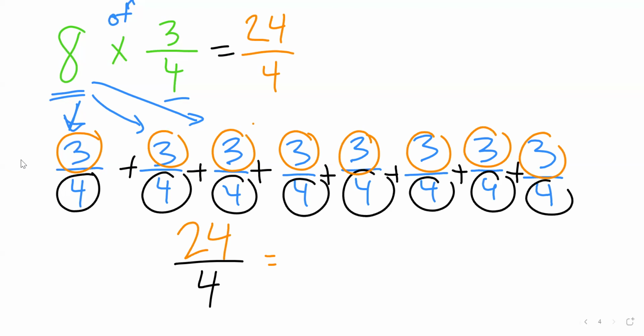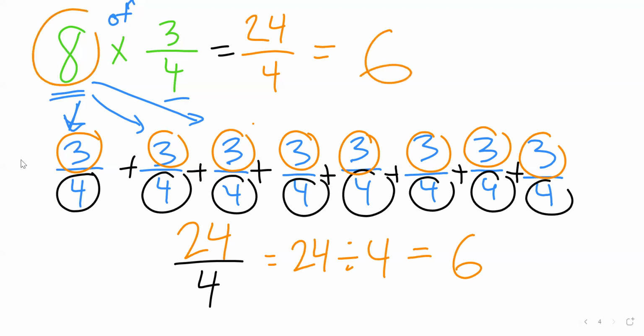As a top-heavy fraction, again, it's just a division problem. That's 24 divided by 4. Oh, and that's actually just, wow, that comes right out as a whole number, doesn't it? 24 divided by 4 is 6, because 6 times 4 is 24. So yeah, when we take 8 times 3/4, we just get 6. It works out. But you can see why, right?